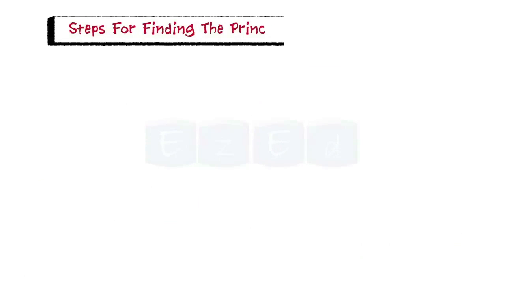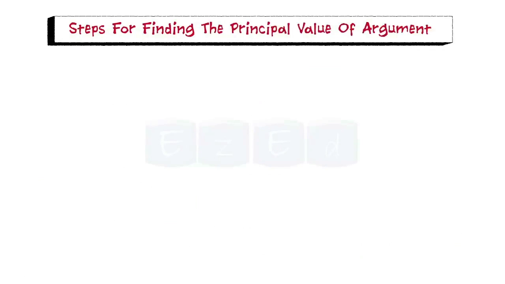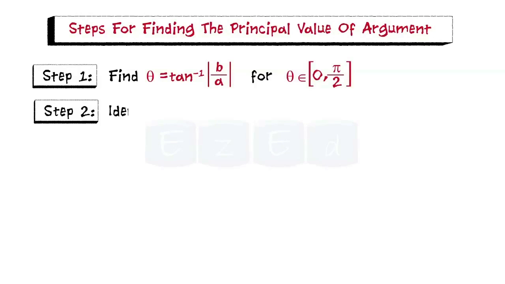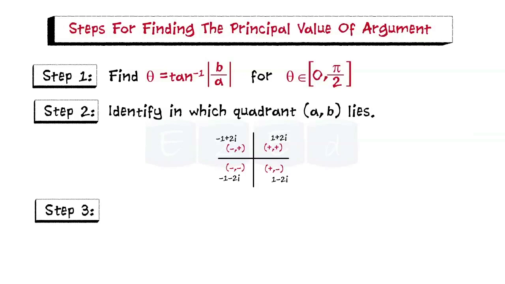Next, we move on to the steps for finding the principal value of argument. Step 1. Find theta equal to tan inverse of absolute value of b by a, for theta belonging to the interval 0 to pi by 2. Step 2. Identify in which quadrant (a, b) lies. Step 3. Use the following diagram to find out the principal value of argument based on the value of theta and quadrant from step 1 and step 2.